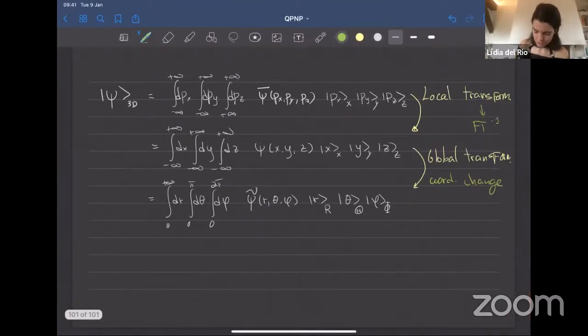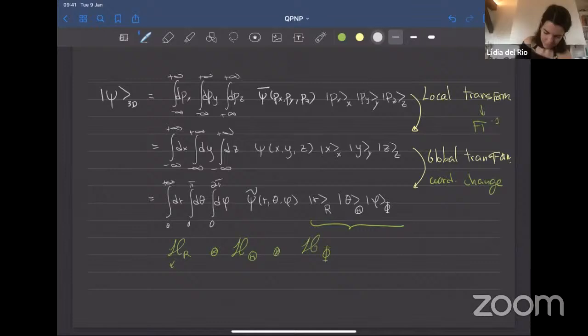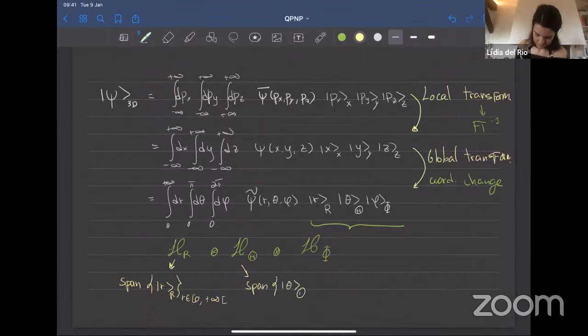Good, so what is this subsystem decomposition that we're looking for? So we're going to have HR, sorry, H big theta, H big phi. And what is this? So this is just the span of some little vectors r, which live from 0 to plus infinity, and so on. So this is the span of thetas living in this space, which go from 0 to pi. And here, the same for phi.